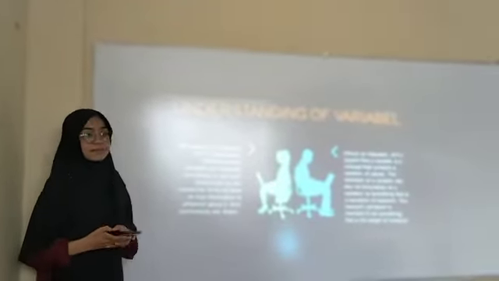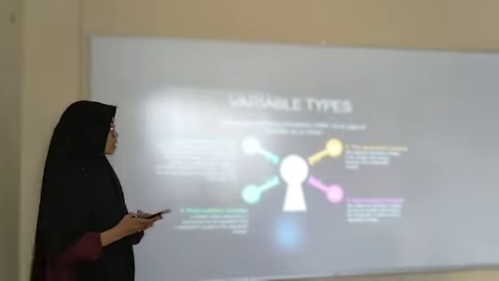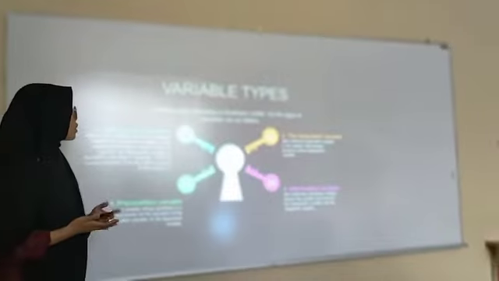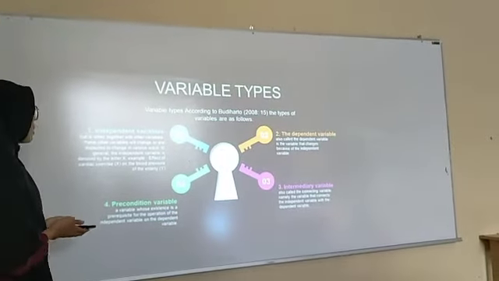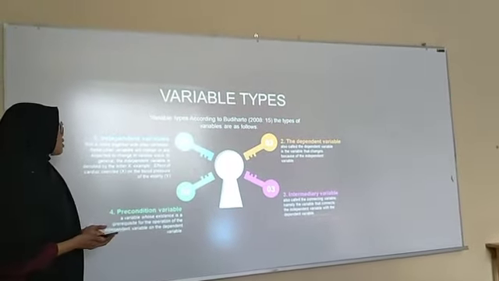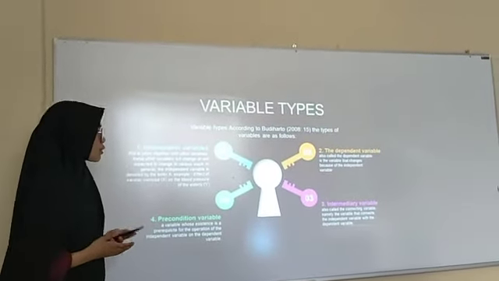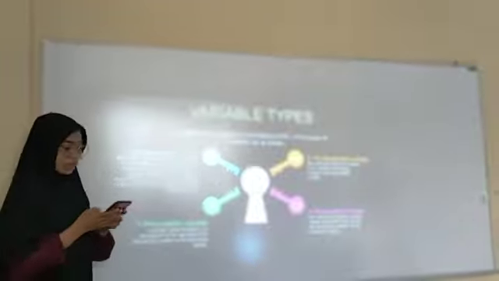Next, please. The next is about the variable types. From our group, we found 4 types of variable: independent, dependent, precondition, and intermediary. The first is the independent variable.